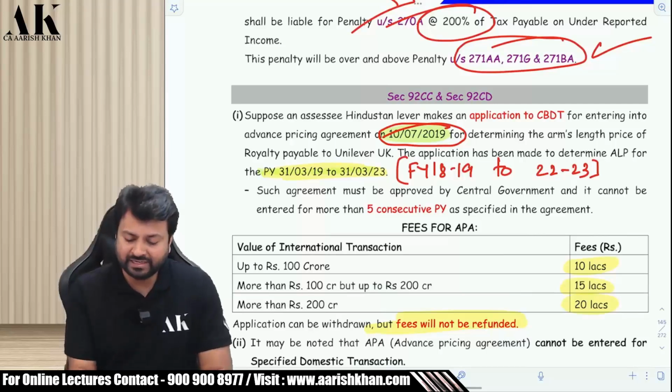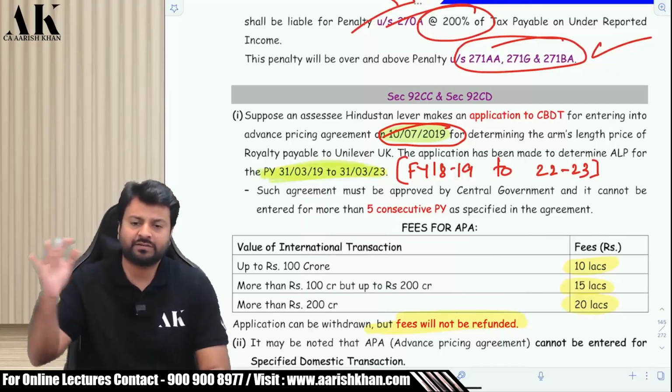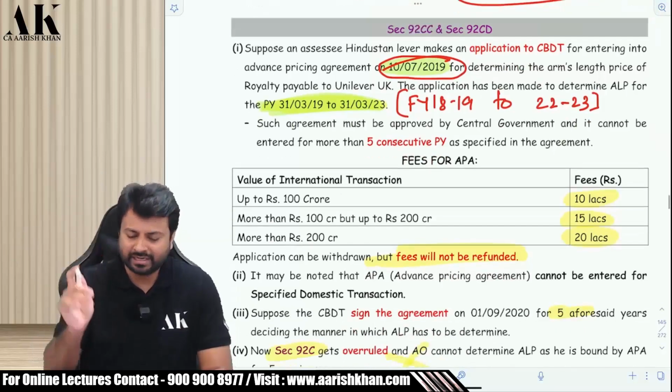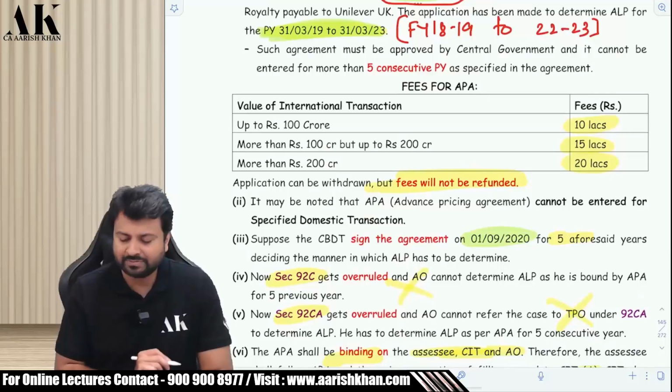Okay, for these 5 years you have made an application to CBDT for the purpose of arm's length, for the purpose of advance pricing agreement. Now CBDT is there in its own mode only. Now they are signing the agreement after a year almost, on 1st September 2020.